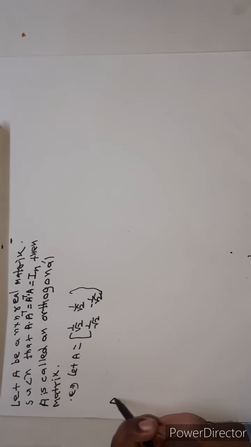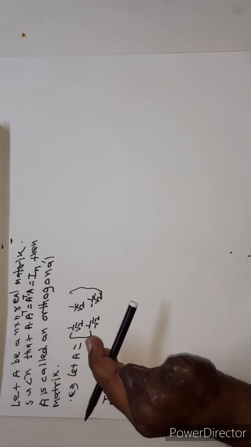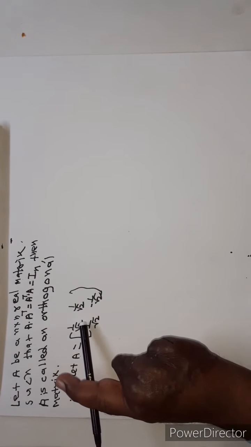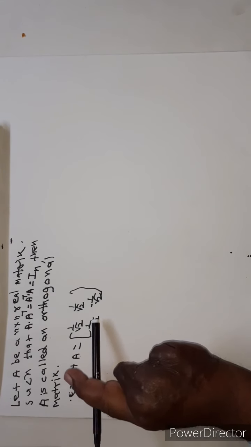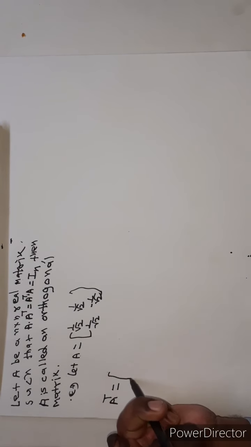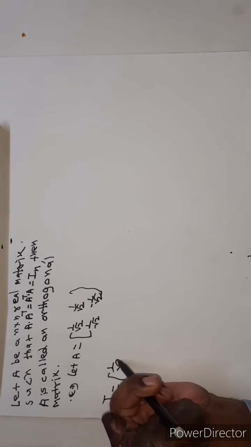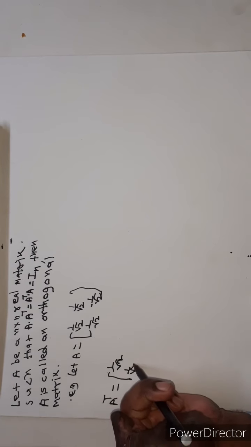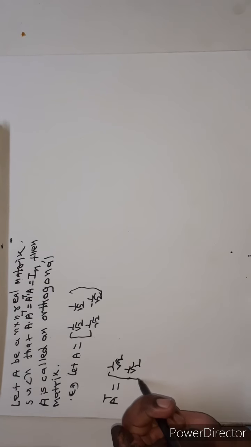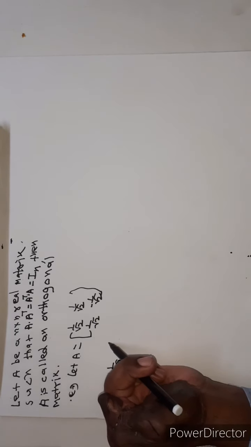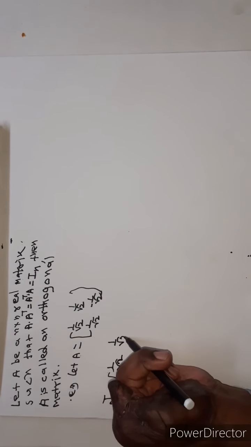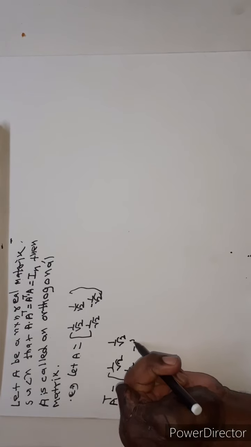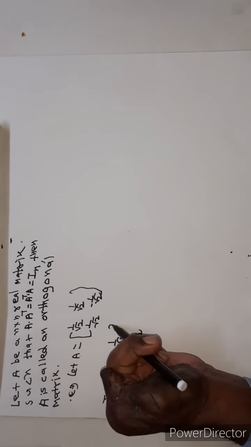Now A transpose. In order to find A transpose, we interchange rows and columns. That is, the first row is made as first column and second row is made as second column, equal to 1 by root 2, 1 by root 2, 1 by root 2, minus 1 by root 2. This is the A transpose.